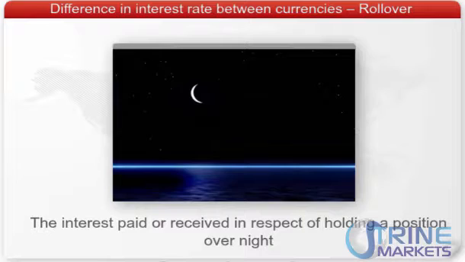Difference in interest rate between currencies. Rollover. Before we discuss this subject, it's necessary to note that most brokers perform a rollover in an automatic manner and that there is no need for intervention by the trader. In order to understand the meaning of the rollover, one must know that the interest rate between countries is not identical and that they're determined by the local government from time to time as part of the monetary policy.